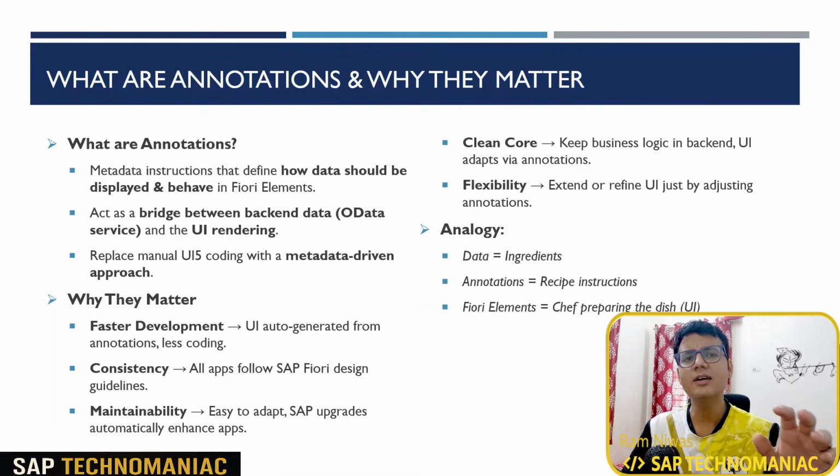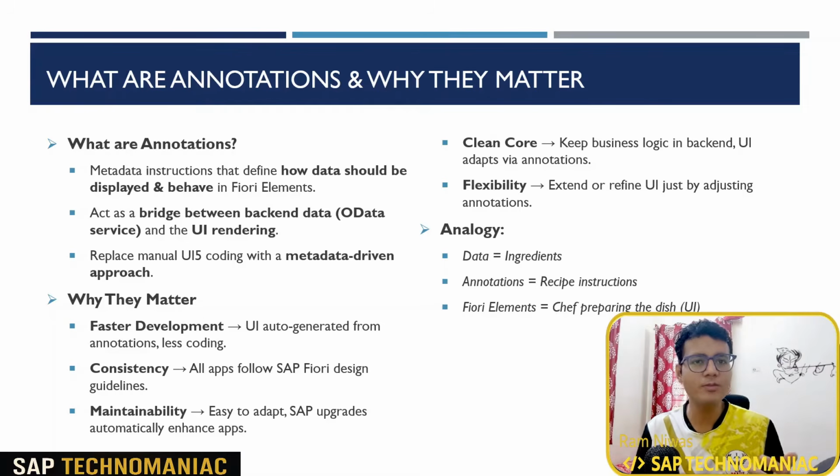Let's understand it in another way. Suppose someone is preparing a dish. What do we need to prepare any dish? One is the data, the second is the instructions. Here, Fiori Elements, or you can say the UI, is preparing the dish. Which dish? Our application.